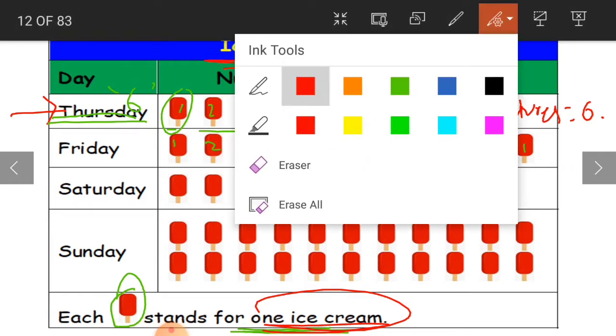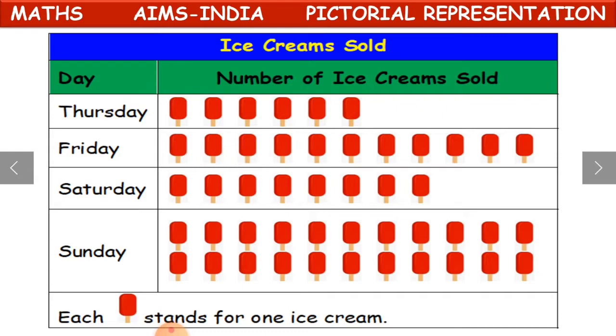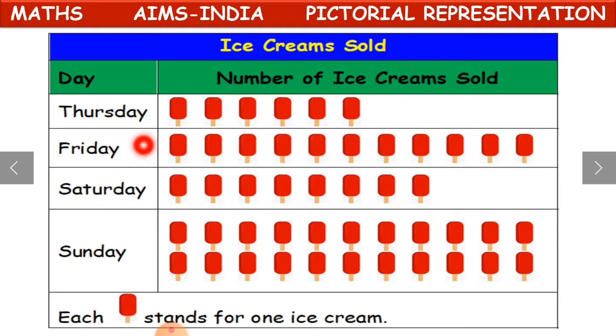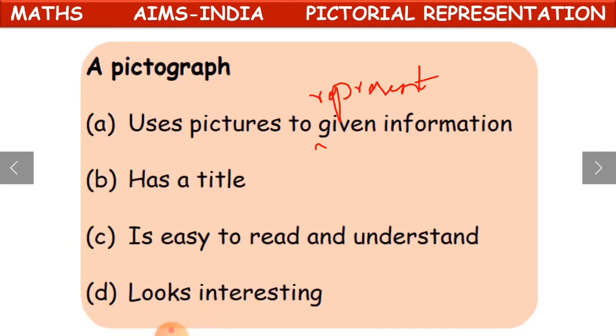Is this clear, children? This is what a pictograph is. Before, we just had a simple table which showed us the days and also the number of ice creams sold on those days. But using a pictograph, it is looking very interesting. Yes or no? The same information we are representing using the ice cream pictures, so that it becomes easier for us to understand, and also it looks very interesting.